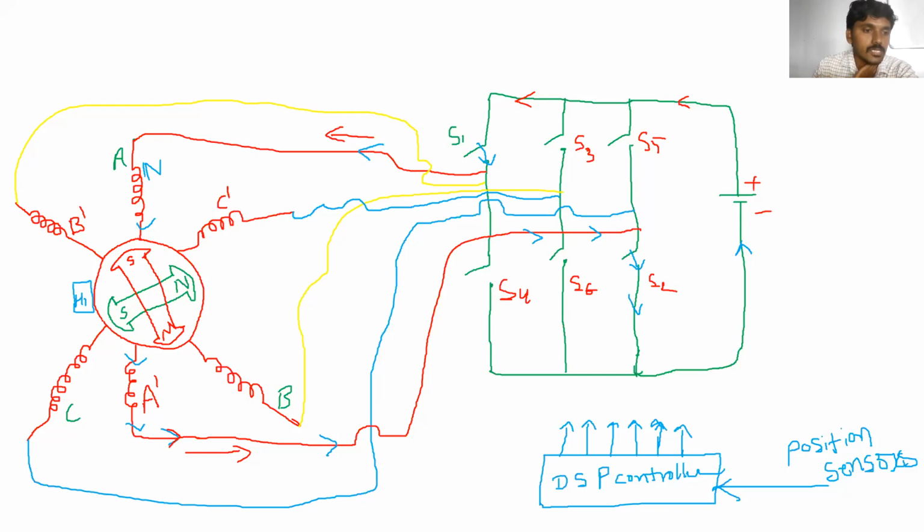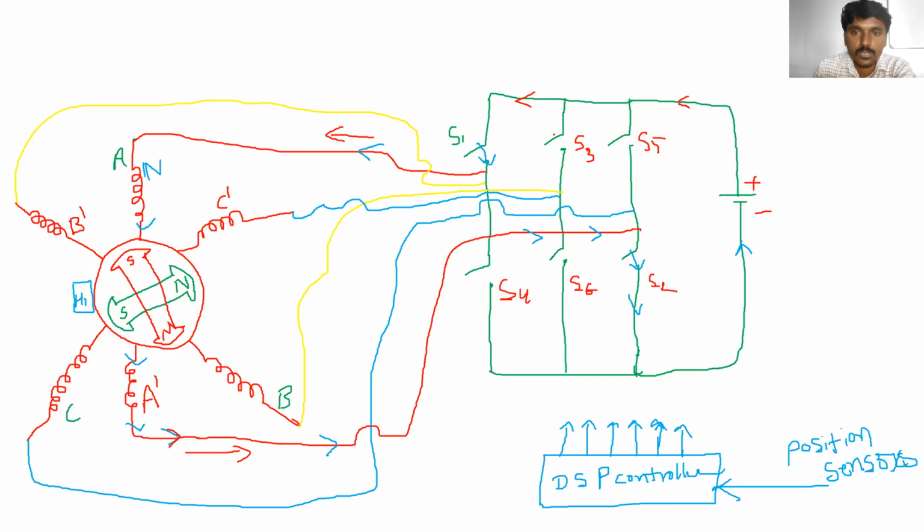Again, the position sensor will identify the rotor position, and it will give the information to the DSP controller. The DSP controller should send the signals to excite the C coil, in order to make the C dash coil a north pole. The C dash coil should become excited. So which switches do we have to close here to excite the C dash coil and C coil?